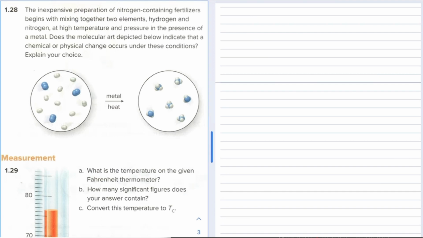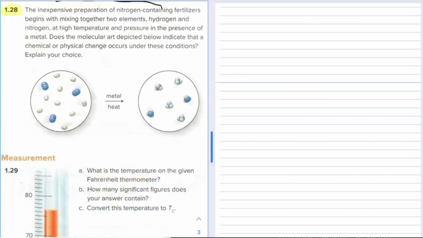Okay, number 28. The inexpensive preparation of nitrogen-containing fertilizers begins with mixing together two elements, hydrogen and nitrogen, at high temperature and pressure, in the presence of a metal. Does the molecular art depicted below indicate that a chemical or physical change occurs under these conditions? And explain your choice.